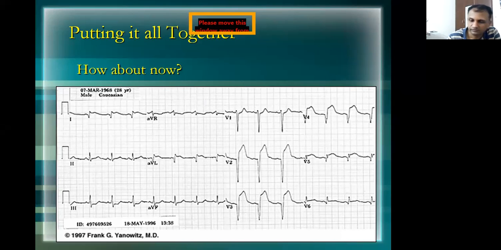Whenever you have ST elevation in one lead, look at the diagonally opposite walls. If you have it in the anterior wall, look at the inferior wall. Likewise, if you have ST elevation in the inferior wall, look at the anterior wall and see what's happening to the ST segment. We discussed that ST elevation can occur in various things like hyperkalemia and pericarditis. There are various reasons why you get ST elevation, so we need to make sure it's the MI.